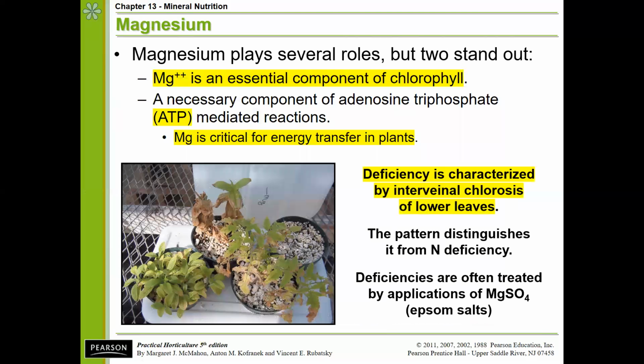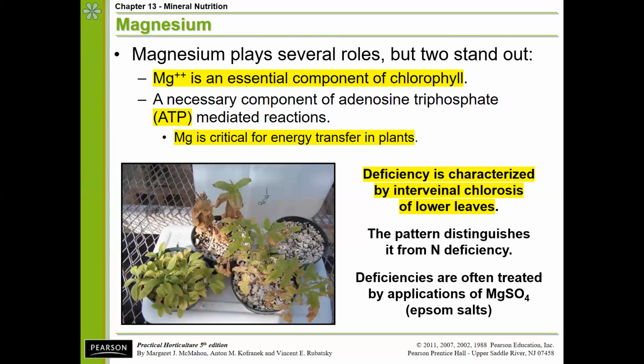Magnesium also plays several different roles in plants, but the two that stand out are that, one, it's an essential component of chlorophyll, and also it's a necessary component of ATP and the reactions involving energy transfer in plants. Generally, what we see in deficiency of magnesium is intraveinal chlorosis of the lower leaves, again, because it's a mobile nutrient.